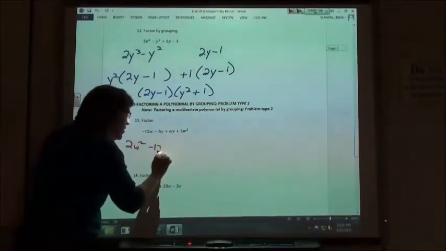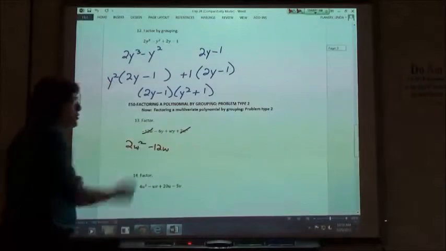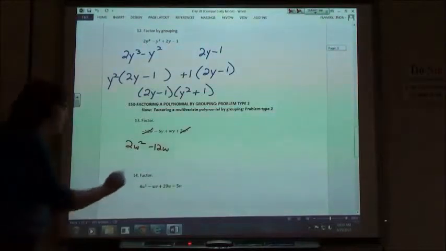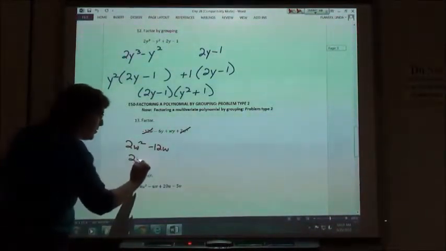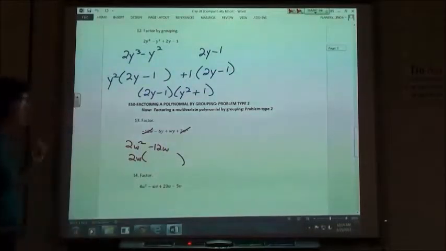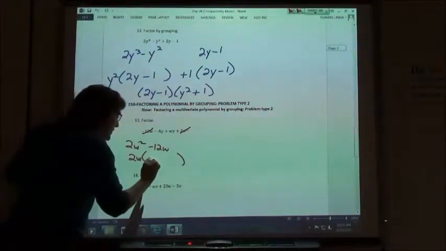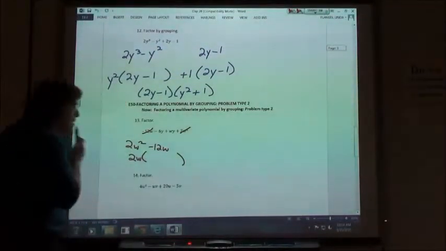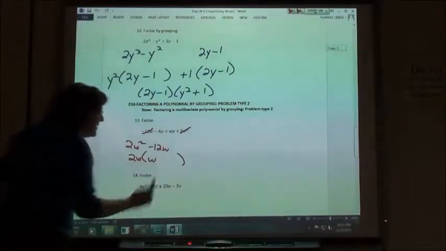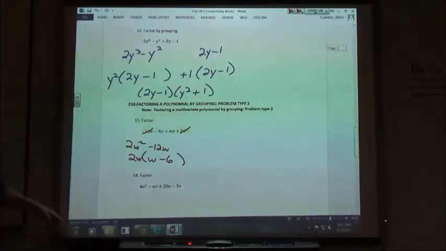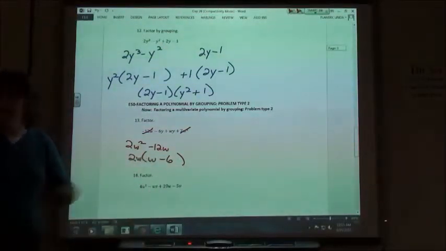The negative 12w would be a good choice. So I'm going to work with those two. Start with those as my first two. So out of those two, I can divide them both by 2 and a w. I'm going to divide them both by a 2w. So 2w squared divided by 2w would be just a w, and negative 12w divided by 2w is minus 6. So 2w times w minus 6.